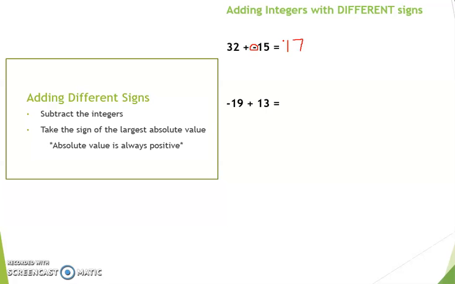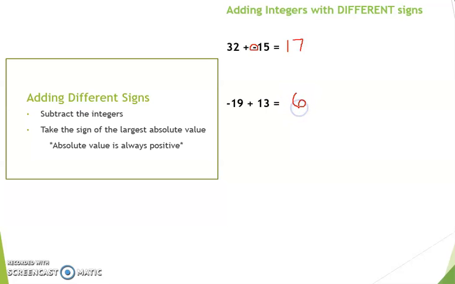All right. In our next example here, we have negative 19 plus positive 13. Again, our signs are different. Therefore, we're going to subtract the integers because our rules tell us that. So we're going to subtract 19 minus 13, and we're going to get 6.